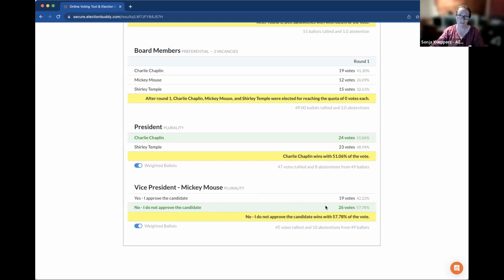So this is actually a perfect example of an occasion where the voting support team would override the results on the election buddy in order to comply with our bylaws. Are there any questions about this?